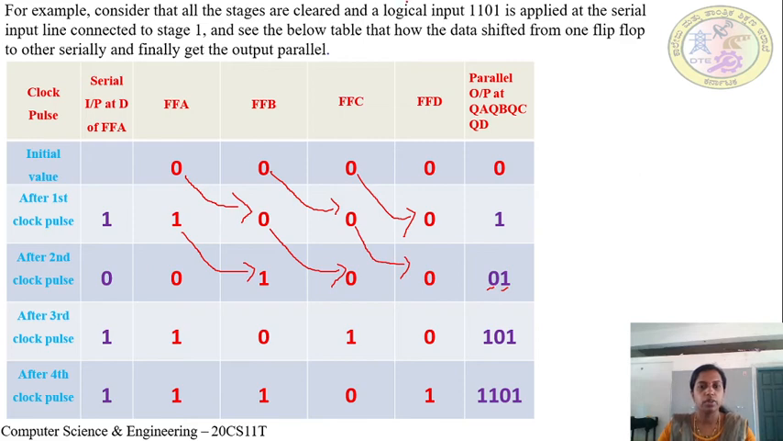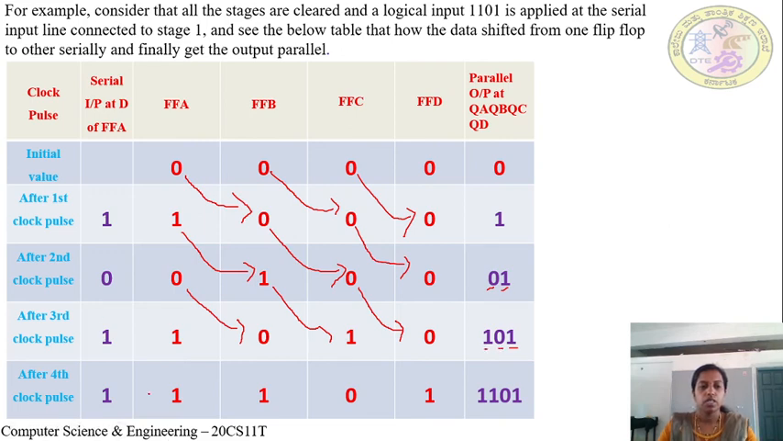Next, we apply the next bit, 1, as the input of FFA. Now the previous bit of FFA is shifted to FFB, the previous bit of FFB is shifted to FFC, and the previous bit of FFC is shifted to FFD. Now the output is 1, 0, 1: the first bit is 1, again 0 has been shifted, and again 1 is shifted.